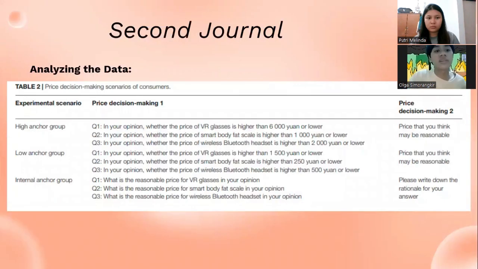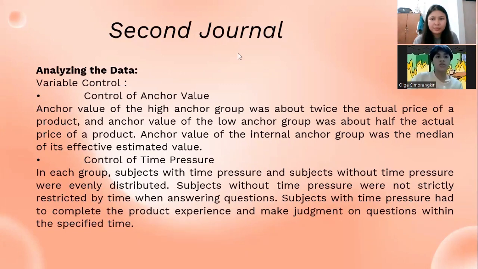So here is the analyzing of the data. The variable control of the anchor value: the anchor value of the high anchor group was about twice the actual price of the product, and the anchor value of the low anchor group was about half the actual price of the product.